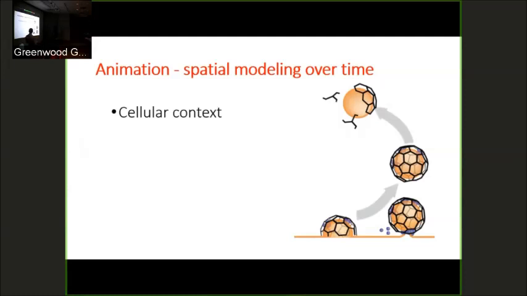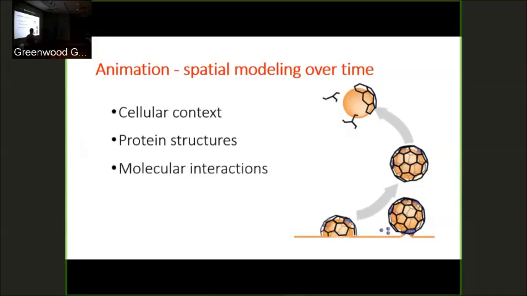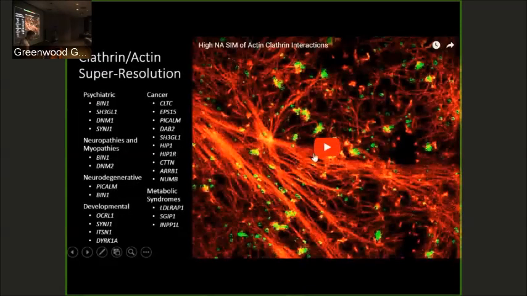And I'm going to go through a model or an animation that describes this process called clathrin-mediated endocytosis. And it's important to think about, in making a model like this, the cellular context, the protein structures that are involved, and then also the molecular interactions that are involved. A lot of times these interactions are derived from biochemical data. We're going to start with just a video using some super resolution microscopy, a technique that I actually didn't present, which I don't know much about, it's brand new.